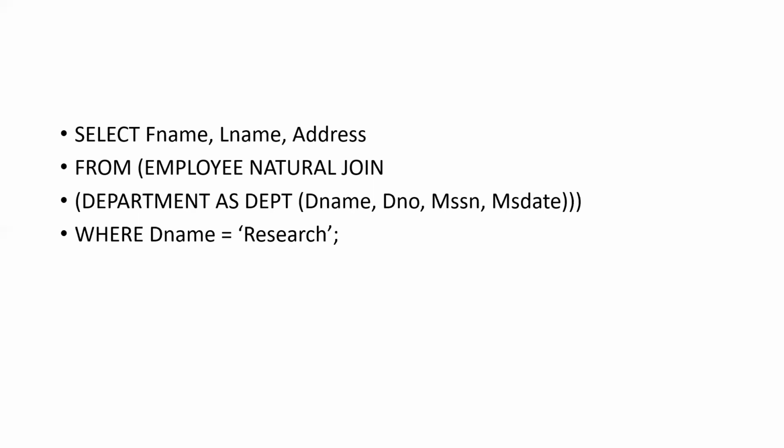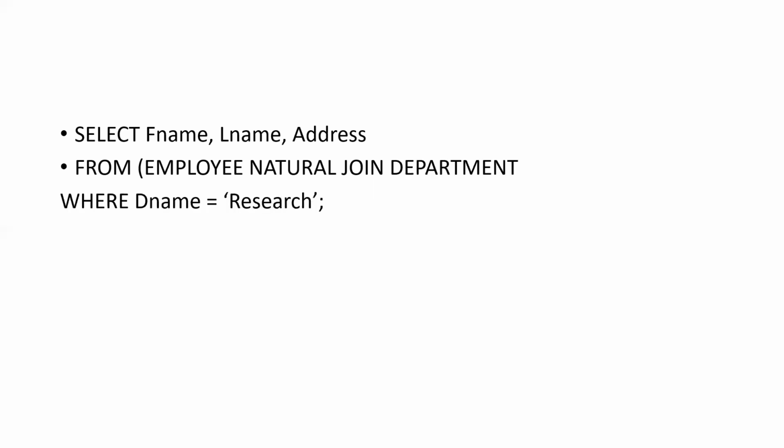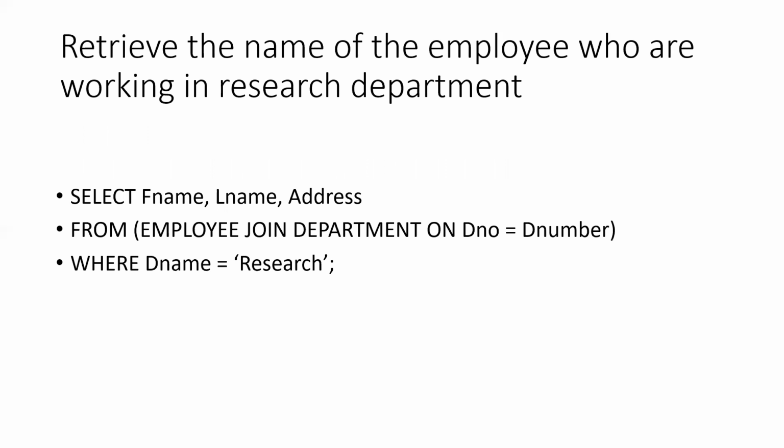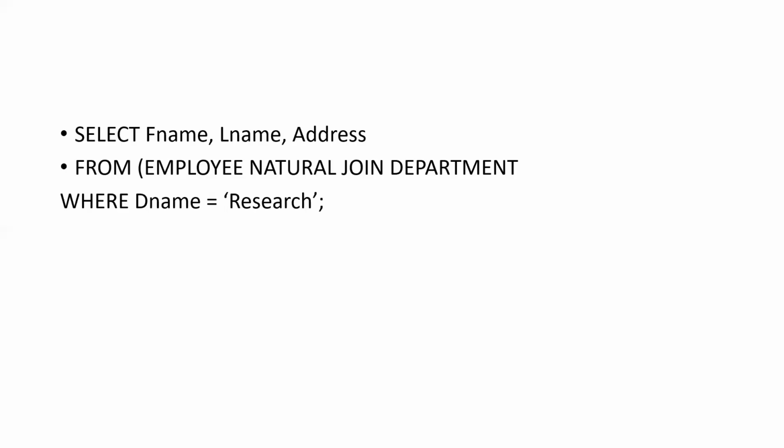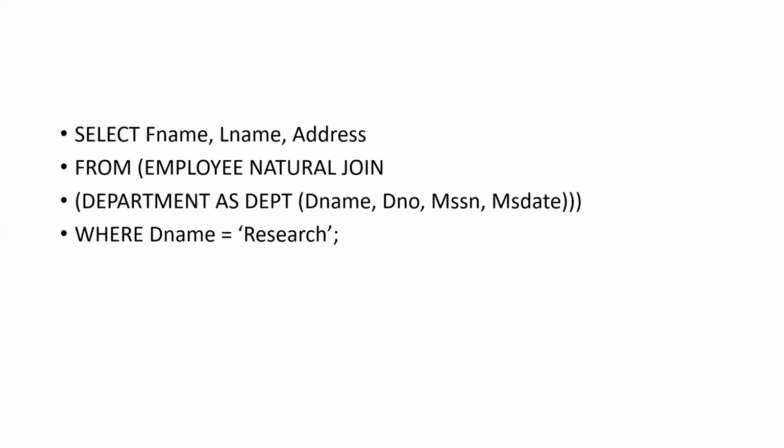Why do we need to rename this? In the previous query, we were assuming that in both relations, the employee relation and the department relation, the same name is used for department number. But if we are using a different name, then we have to rename at least one of the tables. Just for renaming, D number as DNO, we rename this relation.